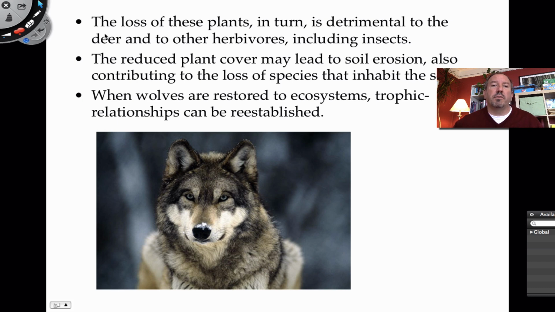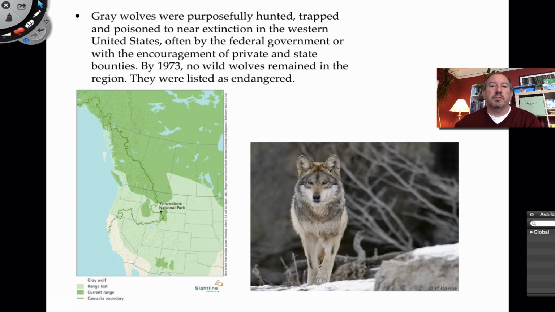And so the wolves have not only been protected, you can't hunt them anymore, but they've actually been restored. They've been put back into these ecosystems. It's a reestablishment plan. And so this is pretty interesting. When you look at a map here, you can see this light green is where they used to live, and the dark green is where they're living now.